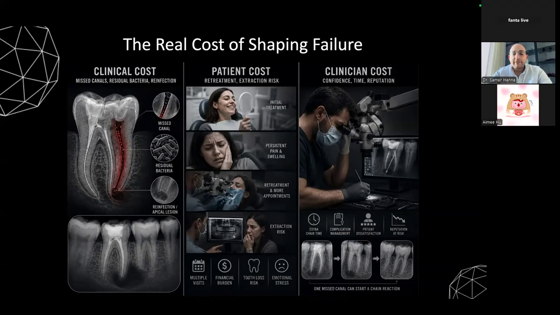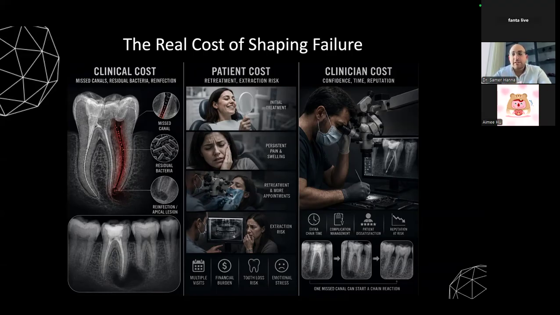And then we can see for the patient cost that the shaping failure will lead to higher cost for the patient, going through from the initial treatment, then persistent pain and swelling, different visits to the dentist, and then maybe retreatment and more appointments, more pain, swelling, and then maybe sometimes extraction risk, implant placement, and it's a full sequela of cost and money and time burden over the patient.